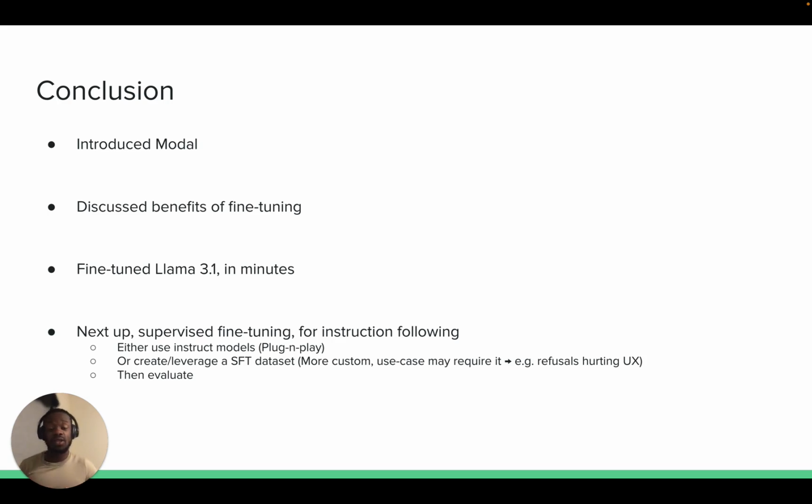Your use case may actually require it if the instruct model has unnecessary refusals for your user experience. So it's a situation where you can go in, experiment, and see whether or not instruction fine-tuning is actually necessary for your use case, or you can just plug and play an instruct model. Evaluate, of course. You can use some vibe checks and then some actual rigorous evaluations.